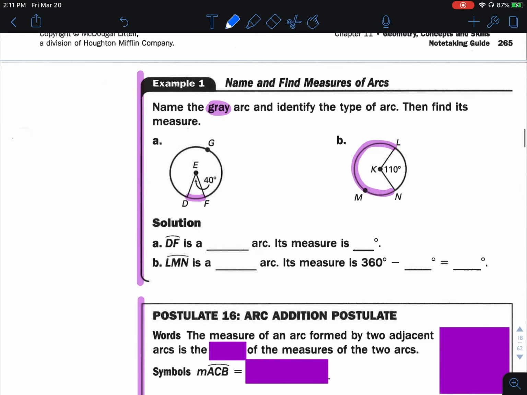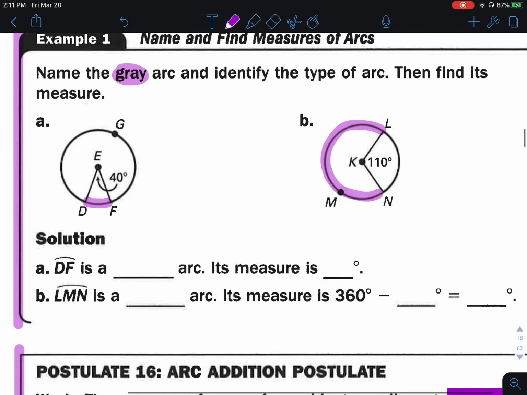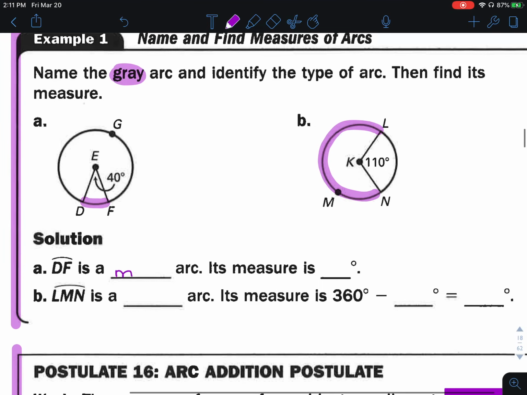Let's move down to example 1. So name the gray arc, or in this case I labeled it with purple, and identify the type of arc. Find its measure. Okay, so in A, it's either a major or a minor arc. In this case, in A, the purple part is the smaller part. So in this case, it's going to be a minor arc. So my minor arc is DF.